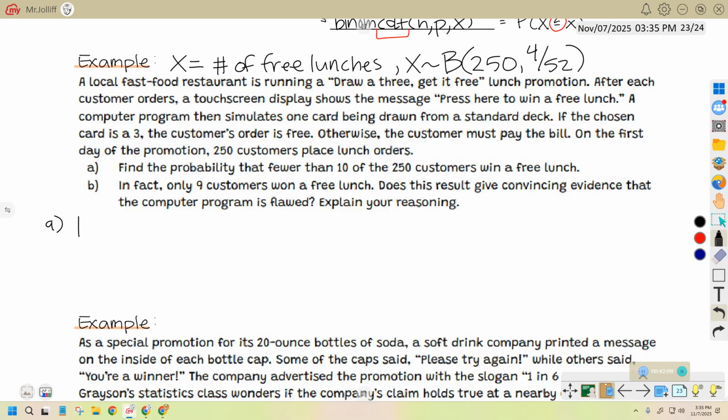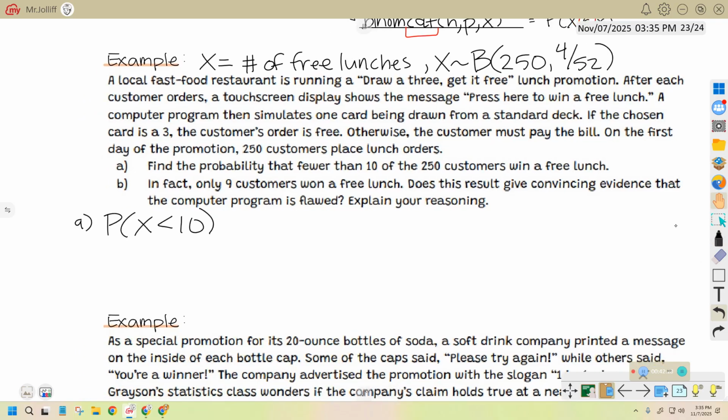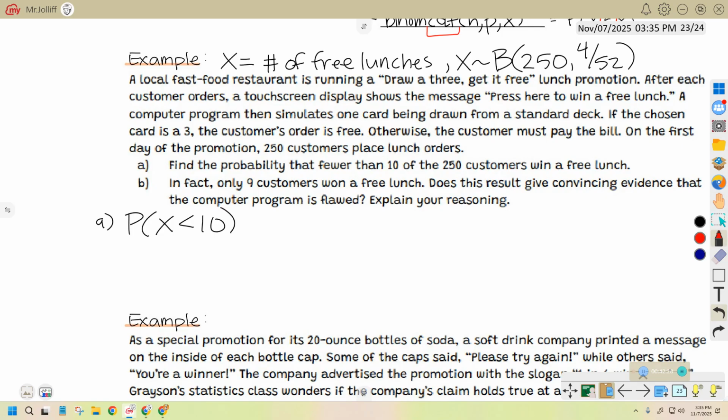A says, find the probability that X is fewer than 10. Is my calculator able to do fewer than questions? No, it does equals and it does less than or equal. So I'm going to make a list of my possible outcomes and see if I can rewrite that. So the smallest number of free lunches is what? 0. Nobody could get free lunch. And it counts by 1 all the way up to 250. I don't need to go quite that high, but I am going to go up past 10.